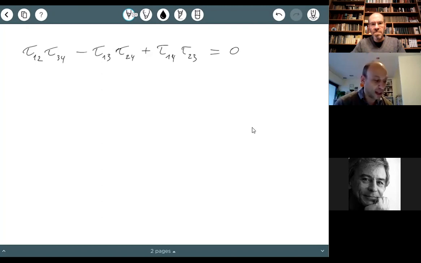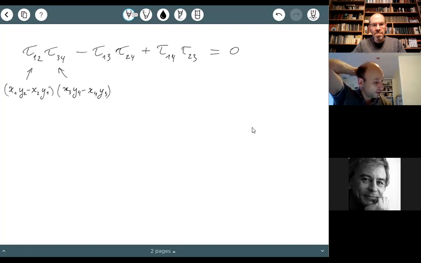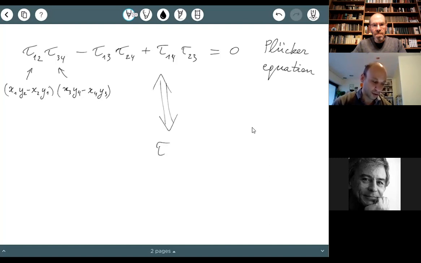You can check that if you plug in x1 y2 minus x2 y1, and this is x3 y4 minus x4 y3, and so on, for each tau ij, you plug in this expression. What you will get when you expand is 0. This is a small computation that you can do. Every monomial appears exactly twice with opposite signs. So in the end, you get 0. This equation is called the Plücker equation, and it is satisfied if and only if tau is decomposable, that is, tau equals x wedge y.